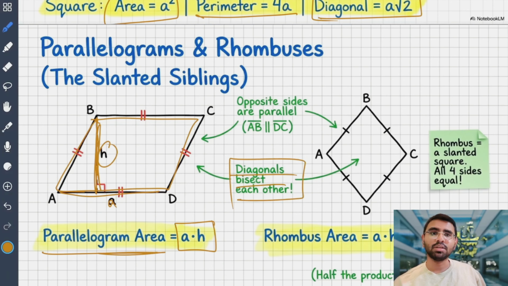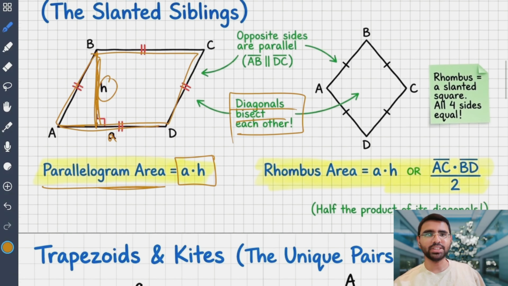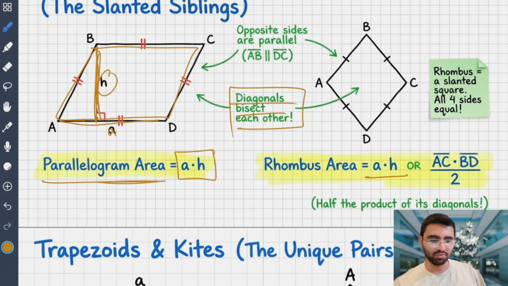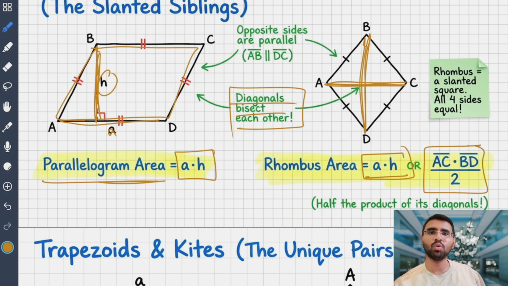Talking about the rhombus, it is known as a slanted square. All four sides are equal, but the sides are a little bit slanted. So the rhombus area is A into H, where H is the height, into base, or AC into BD divided by 2. This is the formula for the rhombus area, half the product of its diagonals.